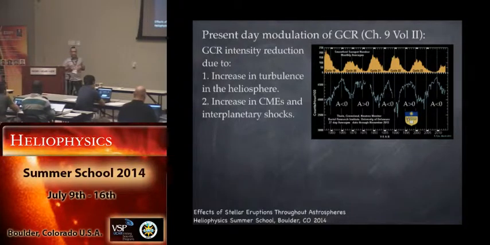The other reason is that we have much more CMEs. They generate shocks in the heliosphere, and these shocks sometimes interact with each other. Again, they increase the level of turbulence in the heliosphere, and again, that pushes away galactic cosmic rays. And finally, we have an increase of the polar field during solar maximum. That also pushes away the galactic cosmic rays.